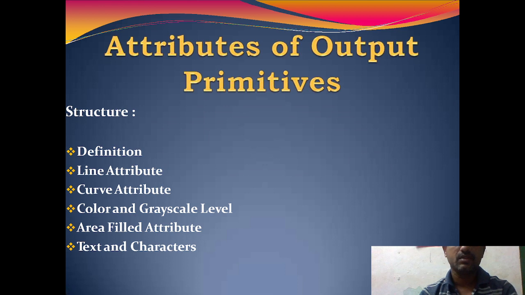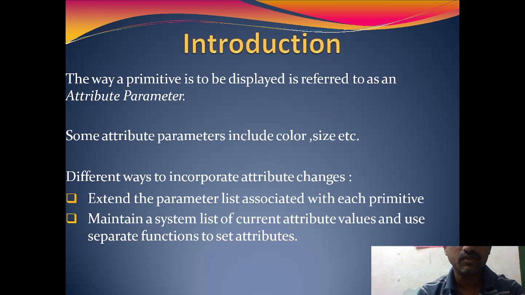Next, primitives. That is, the attributes of primitives. There are line attributes, curve attributes, color and grayscale levels, area fill attributes, and text characteristics. The way a primitive is to be displayed is referred to as an attribute parameter. Some attribute parameters include color, size, etc. There are different ways to incorporate attribute changes: extend the parameter list associated with each primitive, maintain a system list of current attribute values, and use a separate function to set the attributes.